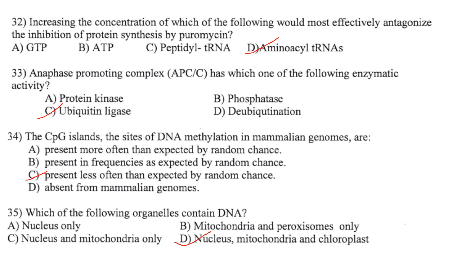Then next one. The CpG islands, the site of DNA methylation in mammalian genomes are. So they are present less often than expected by random chance. Answer is option C. Then next one. Which one of the following organelles contain DNA? It's a direct question. The nucleus, mitochondria and chloroplast. Answer is option D.